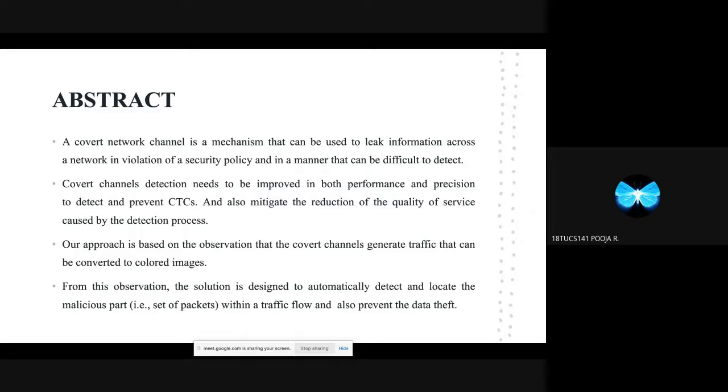Pooja. Yes, ma'am. Just don't read the content which is presented there. Just tell me what you are going to do in your project. Yes, ma'am. CTC is a channel which tries to steal the data from any network, ma'am. What we do is try to detect the flows where the CTC attack takes place, and we generate an image processing technique for it, ma'am.